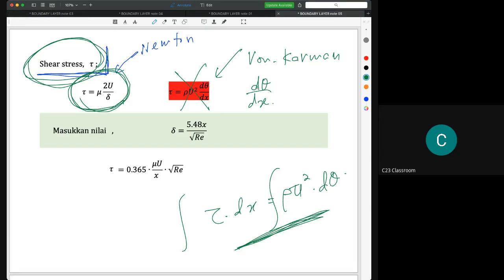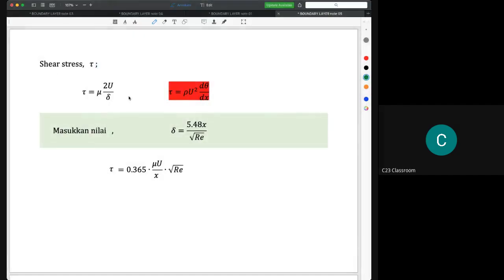Jadi macam mana untuk mengira? So, okay, we know that delta is equal 5.48x over square root Rho. So, and then we substitute the value of delta here into this value. So, if you do the calculation, you could find that tau is equal to 0.365 mu u over x and Rho number. So, this is the equation for shear stress.